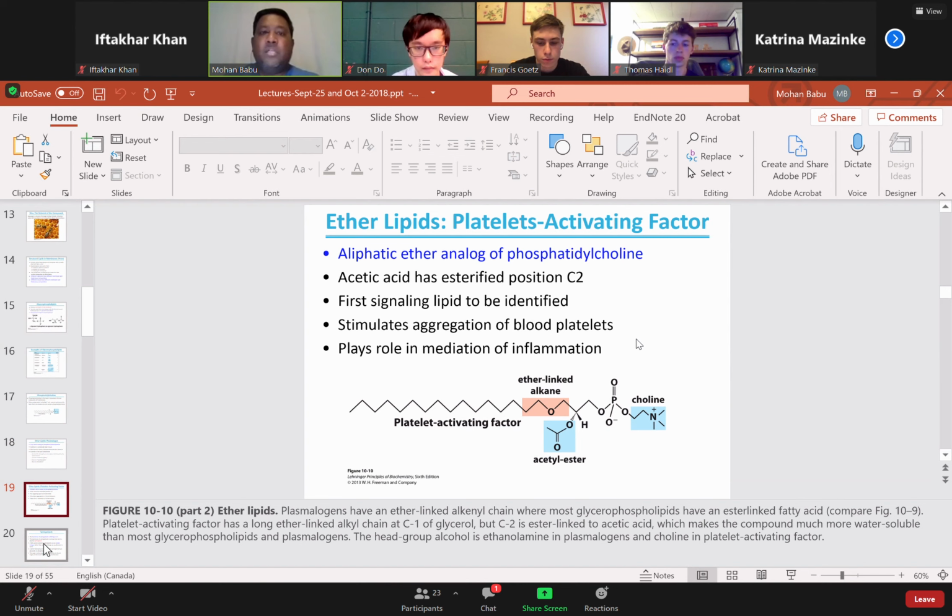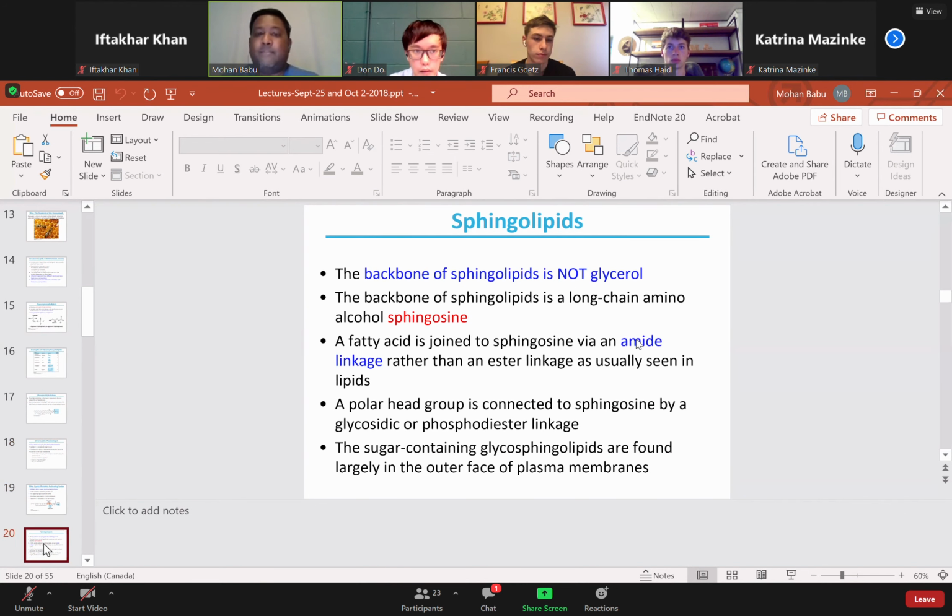Okay, so sphingolipids. The backbone is not the glycerol, because these are not glycerol phospholipids. The backbone of the sphingolipids is a long-chain amino alcohol called sphingosine. The fatty acid is joined to the sphingosine via an amide linkage, rather than an ester linkage. Okay, these are usually seen in the lipids. So the polar head group here is attached to the sphingosine, and these are connected by a glycosidic or a phosphodiester linkage.